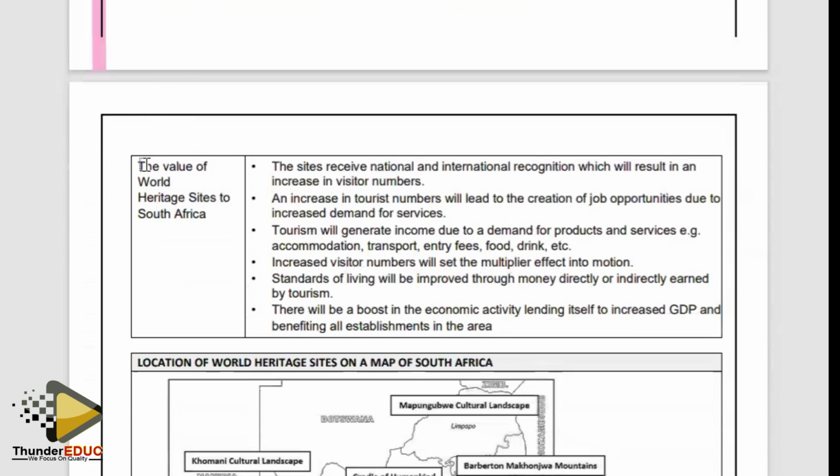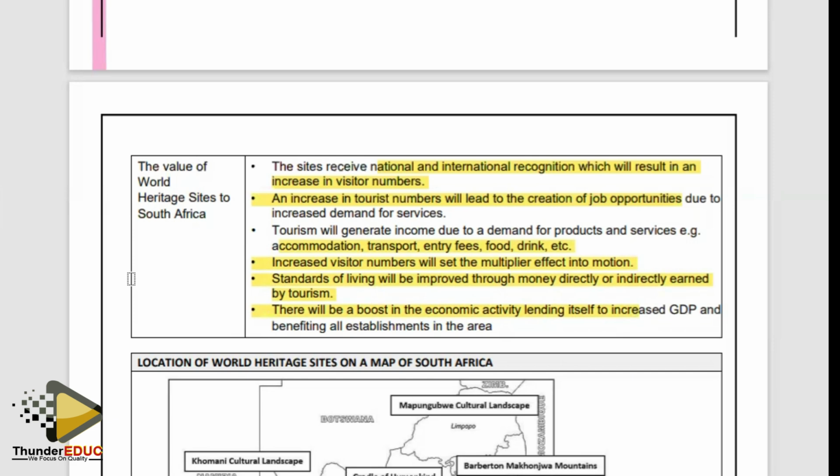Now, the value of World Heritage Sites to South Africa. World Heritage Sites receive national and international recognition, which results in increased visitor numbers. An increase in tourist numbers will lead to job creation due to the increased demand for services. Tourism will generate income due to a higher demand for services. Then the standard of living will be improved through money directly or indirectly from tourism. So that is the importance of World Heritage Sites to South Africa.